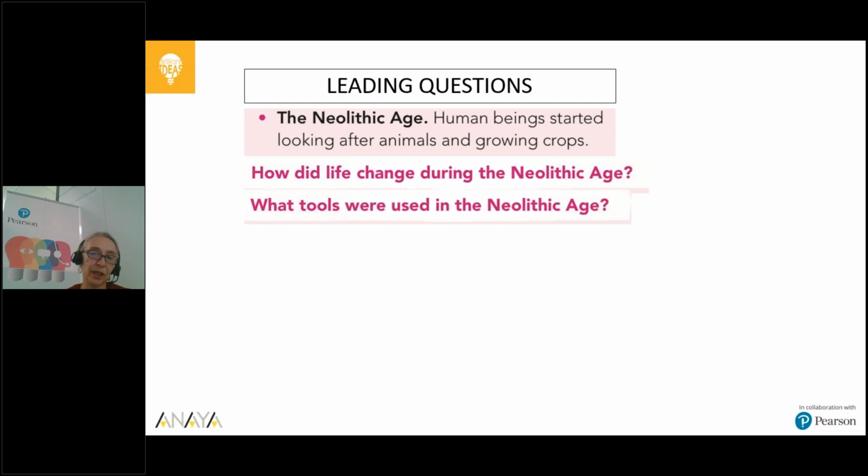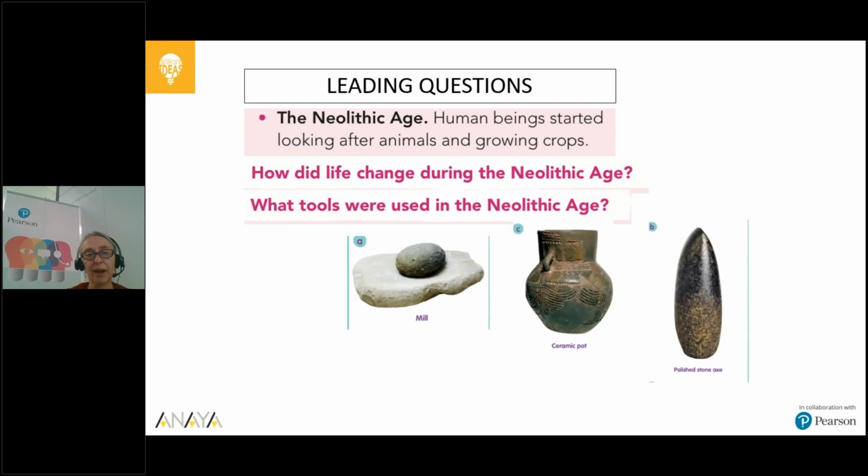Here's another question that you could follow up from here. What tools did people use in the Neolithic age? History needs a lot of visual background, and this would be meaningless without giving some images and talking about these different tools and what they were used for and what they were made of.